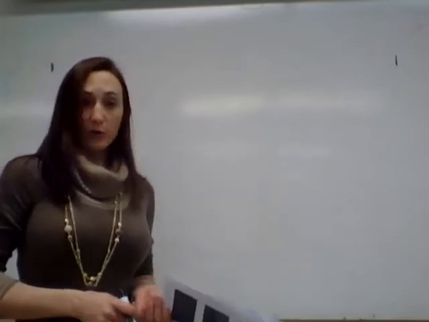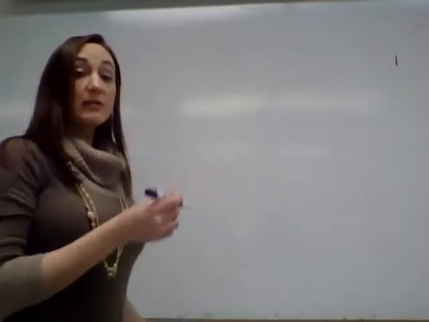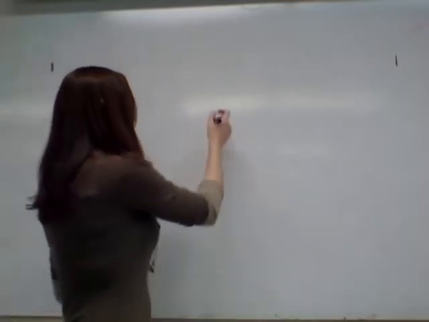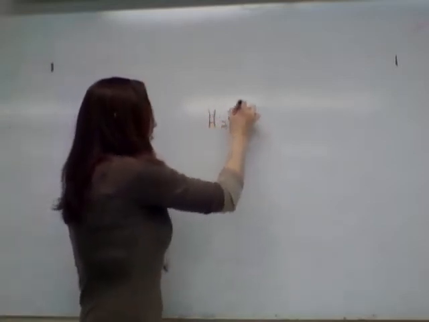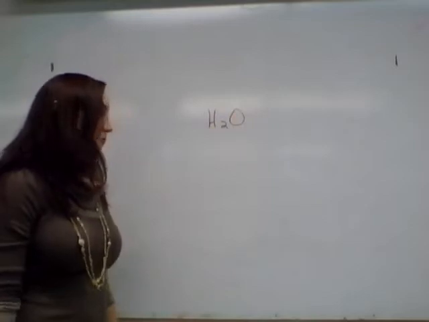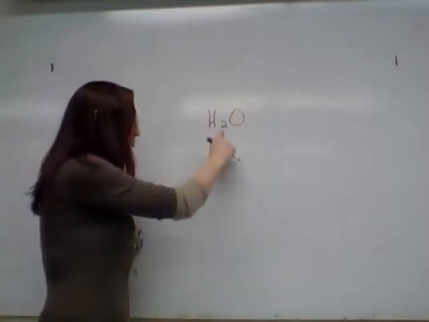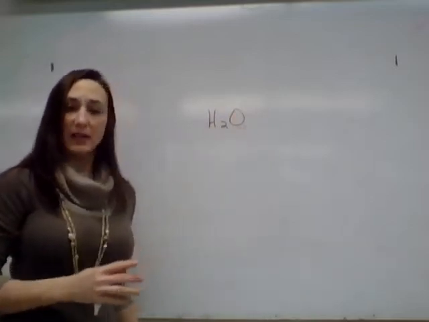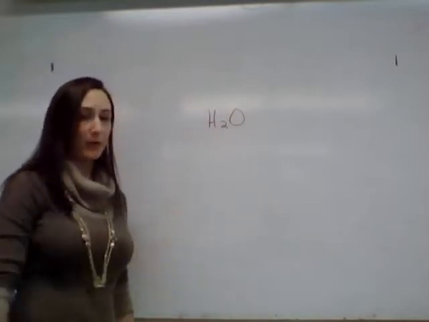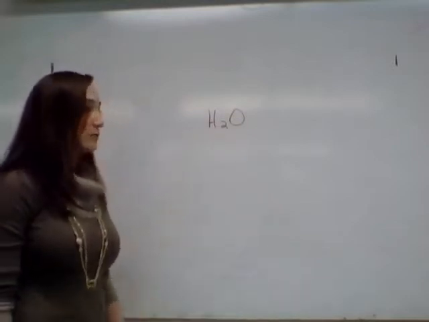So first of all, an empirical formula is a formula that gives us the lowest whole number ratio of atoms. For example, if I look at the formula H2O, that's water. There's 2 hydrogens, 1 oxygen. That can't be reduced down any lower. That is the empirical formula for H2O.